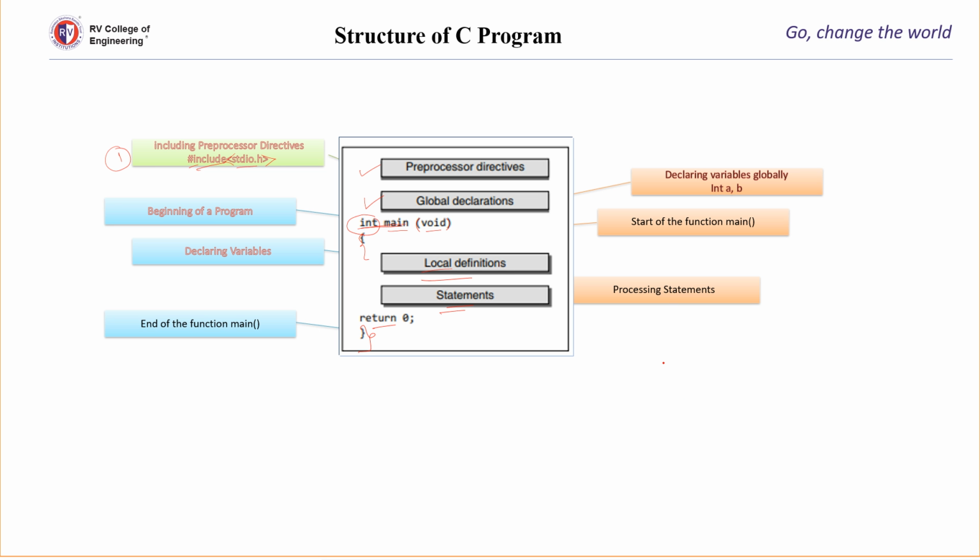So here I have a preprocessor directive. I will have hash include stdio.h. I will not use any global declarations. I will straight away have int main. I will have a statement printf hello world.